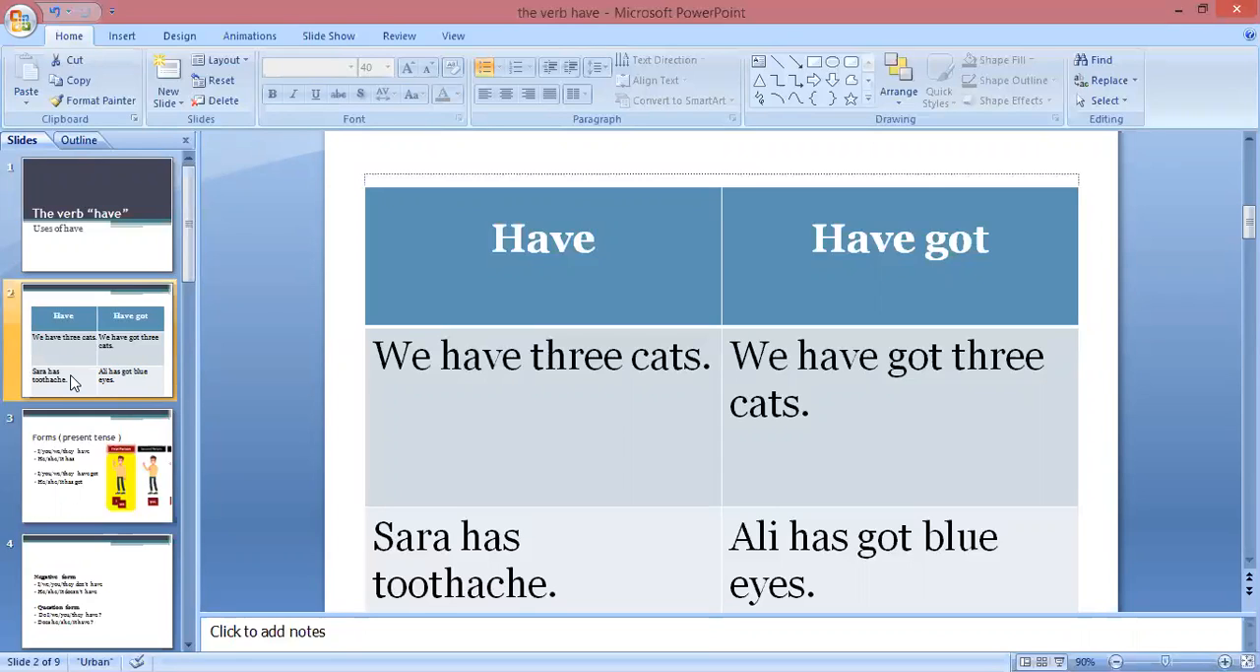Now, another thing is that we do not use have got in short answers. For example, if someone asks you, have you got a ticket? In a reply, you will not use got. You will answer in a simple way: no, I have not. So, this is all about have and have got.